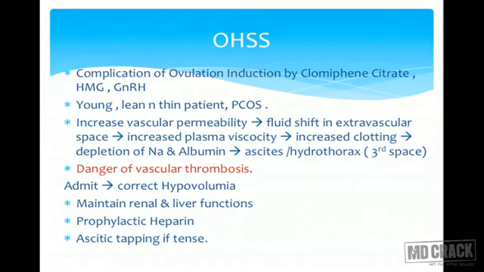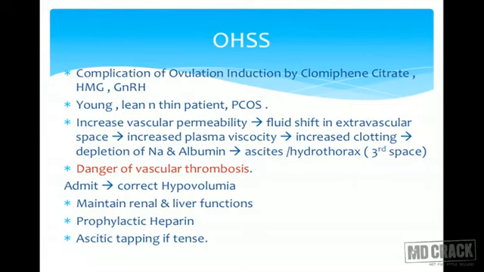Biggest side effect or a condition is OHSS. It's a complication of ovulation induction either with CC or HMG or GnRH. Usually seen in young and lean patient, resistant PCOS. What happens is there is multiple follicle formation. Maybe 10-20 on this side, 10-20 on another side.